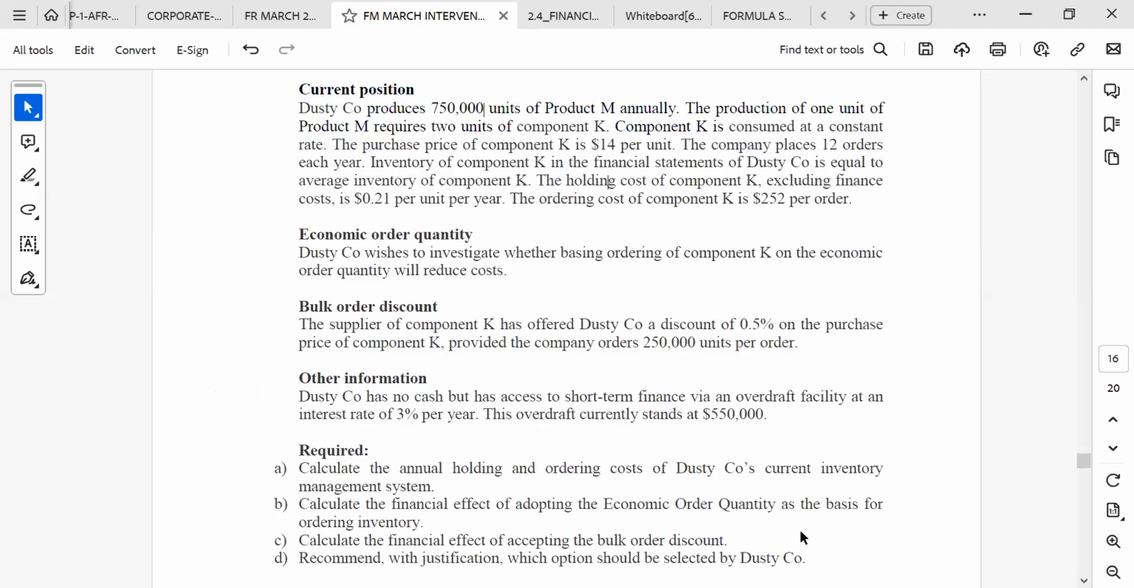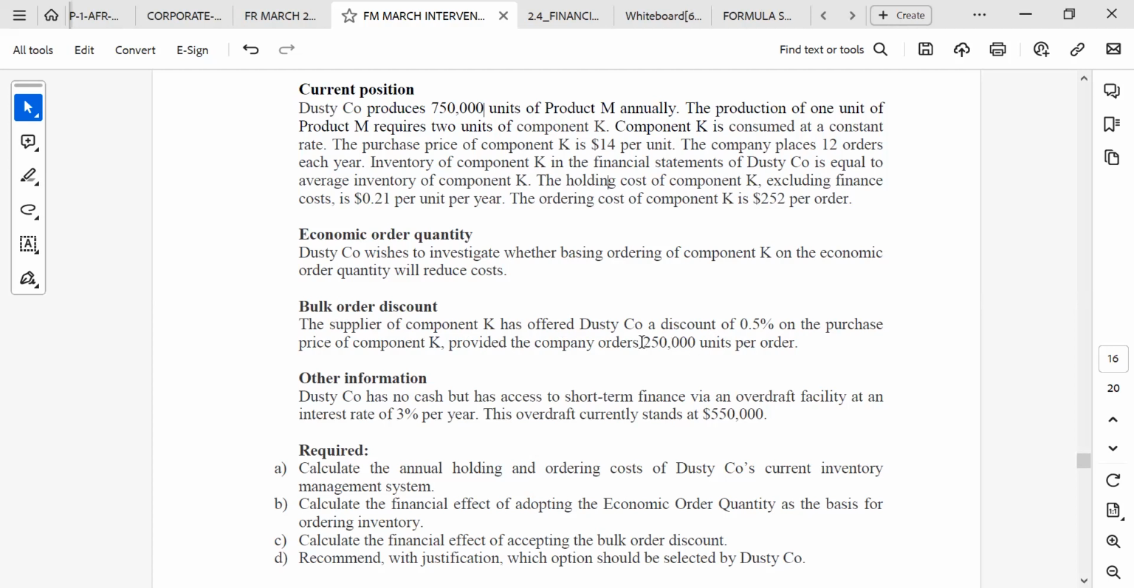Let's now count to the other one. Calculate the financial effect of accepting the bulk order discount. Okay. So they say the supplier of component K has offered Dastico a discount of 0.05 on the purchase price of component K, provided that the company orders 250,000 units per order.